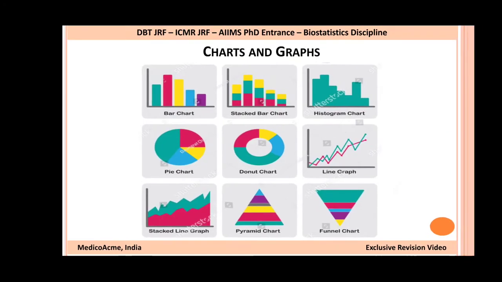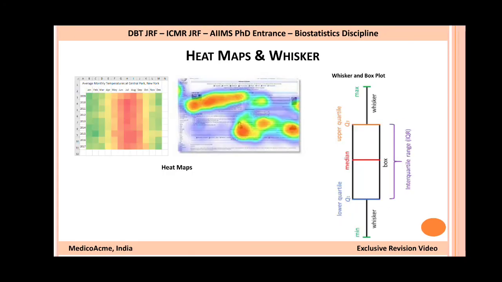Okay guys, let's move toward the very important thing, that is heat maps and whisker plots. So guys, what is a heat map? In research, this is a very hot topic which can be asked in the examination. Heat maps are used to show different parameters or different data in a single map. Suppose there are many kinds of data, and suppose you are working on rats.